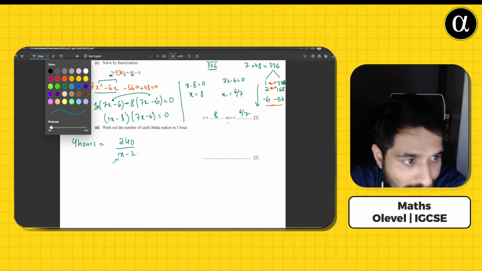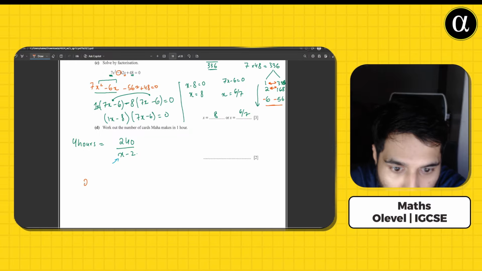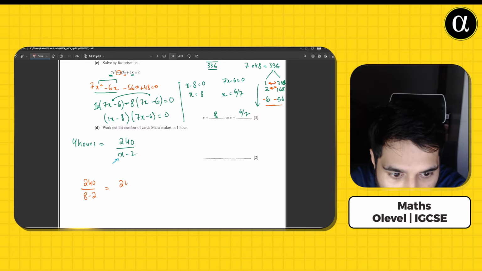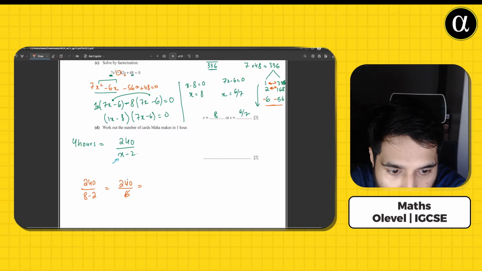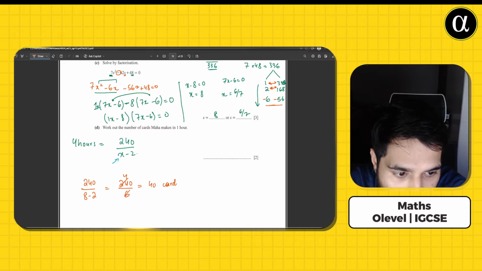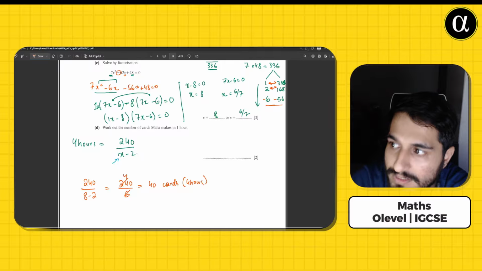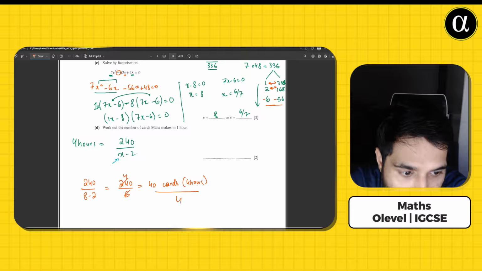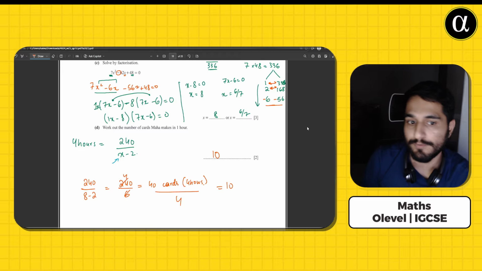So we will reject this value for part D, and we'll only be plugging in 8 for this case. So it's going to be 240 over 8 minus 2. That is going to give us 240 over 6, which is 40 cards in 4 hours. So how many cards is she going to make in 1 hour? It's obviously going to be divided by 4. So we divide by 4 and get 10 cards each hour. So the answer is 10 for this case.